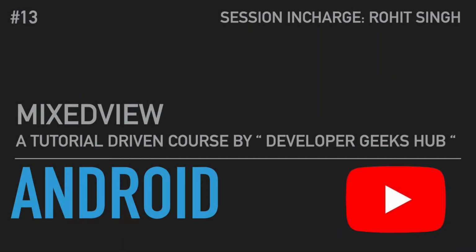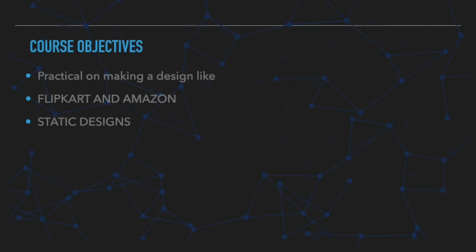Well, this is the playlist for Android development, and in this video we will see what a mixed view is. Basically, the objective of this video will be to practically see what kind of different designs we can make to create an application or an interface like Flipkart and Amazon. This design will be static, it will not be a dynamic layout. So now let's jump into Android Studio.